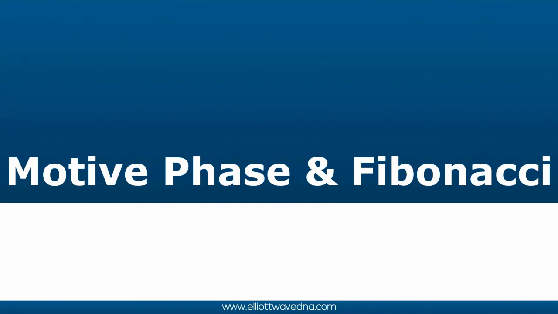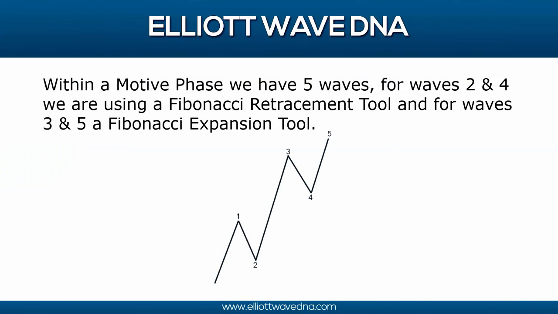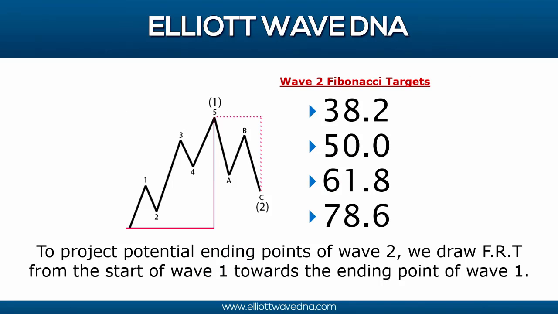Multiphase and Fibonacci. Within a multiphase, we have 5 waves. For waves 2 and 4, we are using a Fibonacci retracement tool, and for waves 3 and 5, a Fibonacci expansion tool. To project the potential ending point of wave 2, we drew Fibonacci retracement from the start of wave 1 towards the ending point of wave 1.